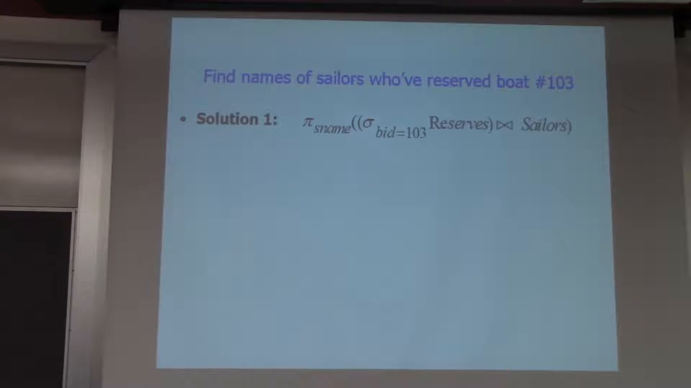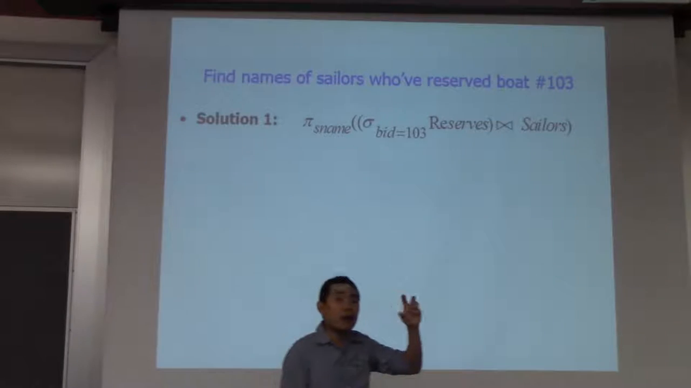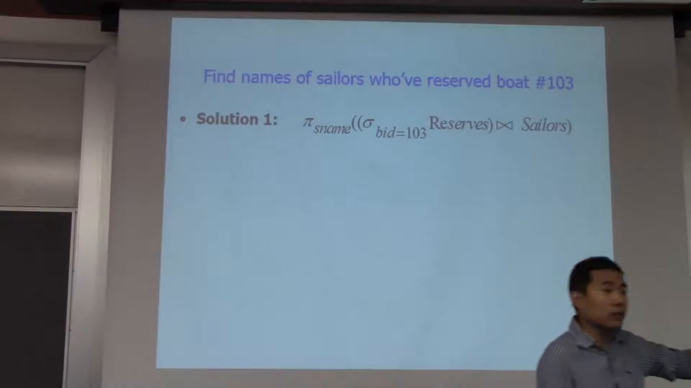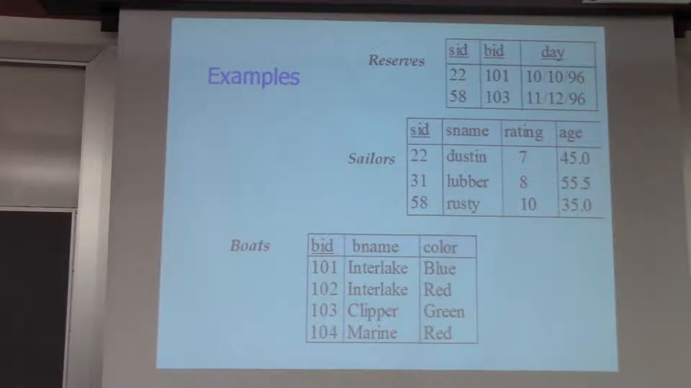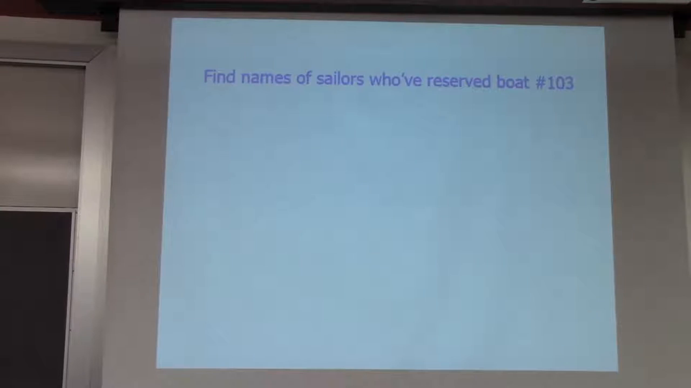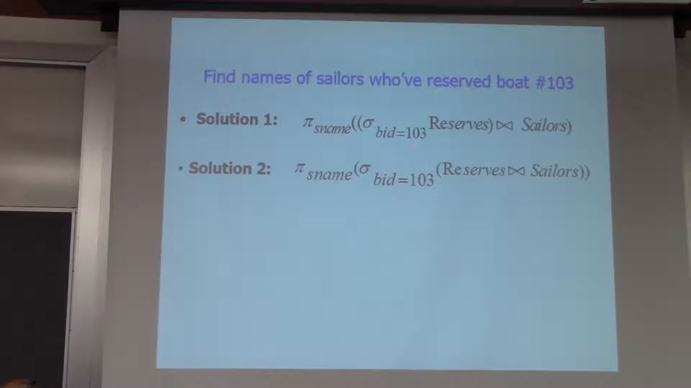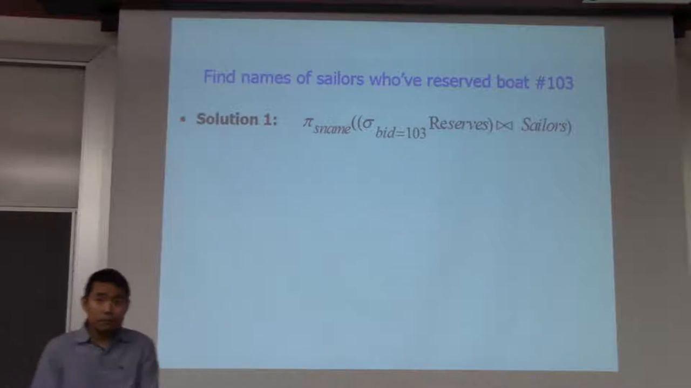Well, solution number one, very simple. From the reserve table, you find all the reservations made on both from 3, then you naturally join with Taylor's, you query out the name. You follow me? Those are your schemas and instances, right? What you do is you query out.